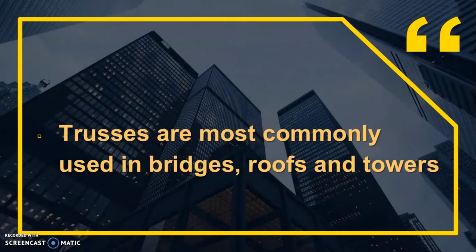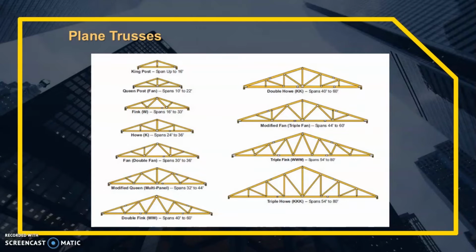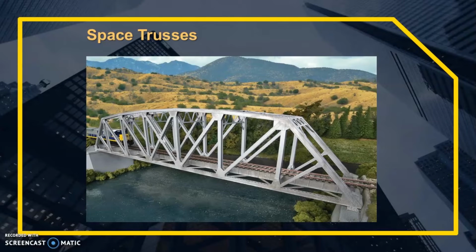Trusses are most commonly used in bridges, roofs, and towers. Example ng planar trusses or 2D truss. So, may mga tawag sa kanya, no? So, for example, may king post, queen post, fink truss, howe truss, mga ganun. These are 2D trusses. Space trusses, just like this picture, space truss or 3D trusses. Ginagamit natin yung truss, pwedeng sa bridge, pwedeng sa buildings, sa roofs, mga ganun.